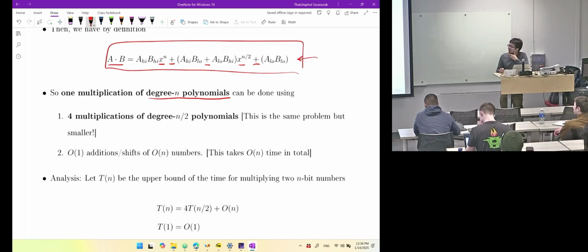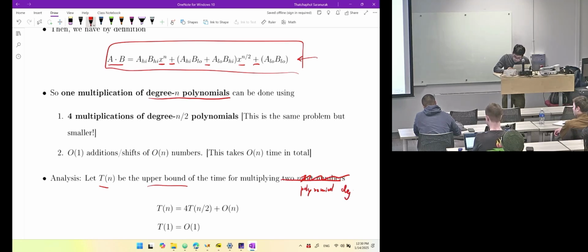Let's try to analyze the running time of this recursive algorithm. Let T(n) be the upper bound on the number of operations to multiply two polynomials of degree n. Okay, so the running time would look like this.